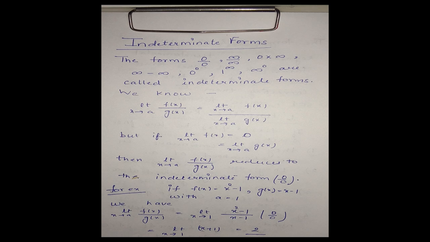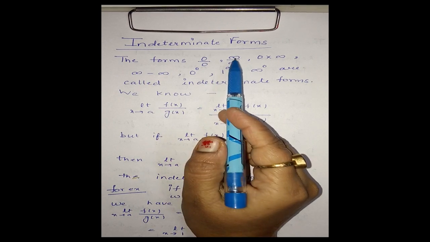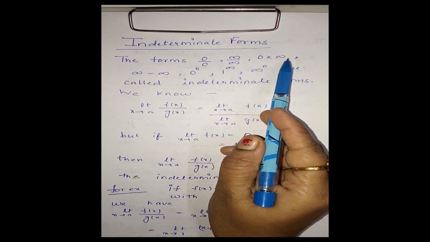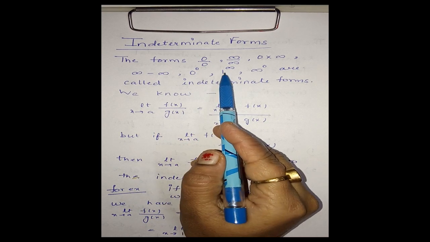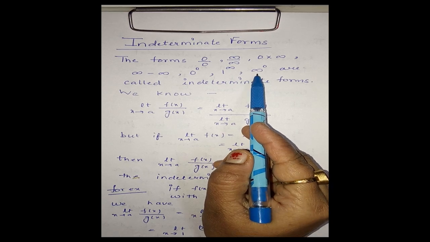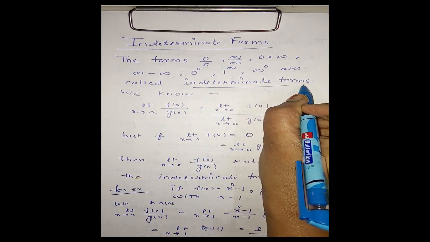Hello friends, in this video I am going to discuss the concept of indeterminate forms. The forms 0 by 0, infinity by infinity, 0 cross infinity, infinity minus infinity, 0 power 0, 1 power infinity, infinity power 0 are called indeterminate forms.